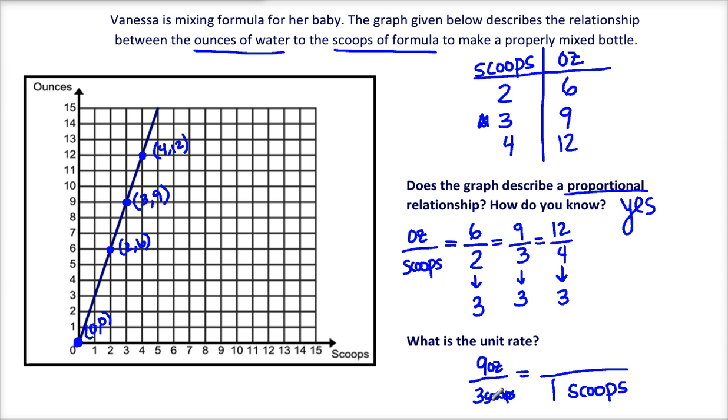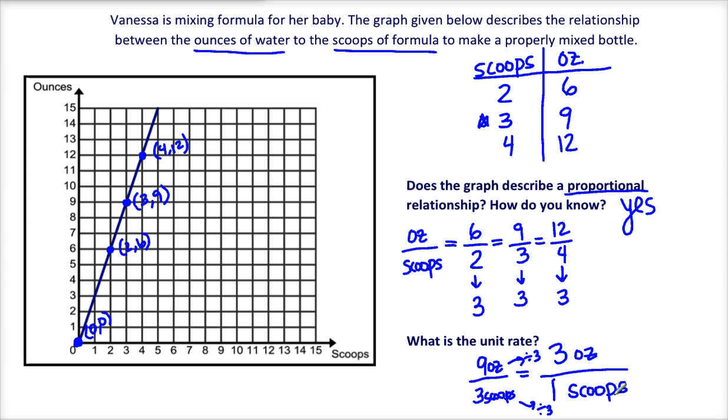So how can I make 3 scoops into 1 scoop? I can divide by 3. 3 divided by 3 is 1. Whatever I do on the bottom, I have to do on the top as well, just to be fair. So I divide by 3 on the top, and I get 3. So 3 ounces of water combines with 1 scoop. So in other words, 3 ounces per scoop is my unit rate.